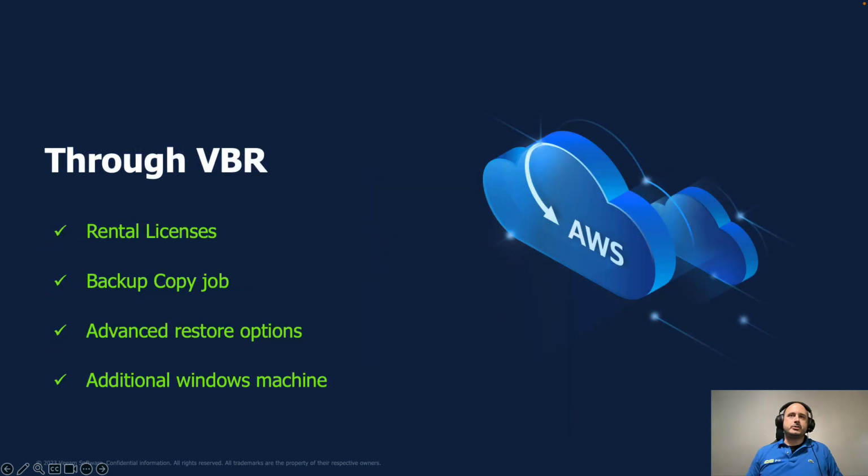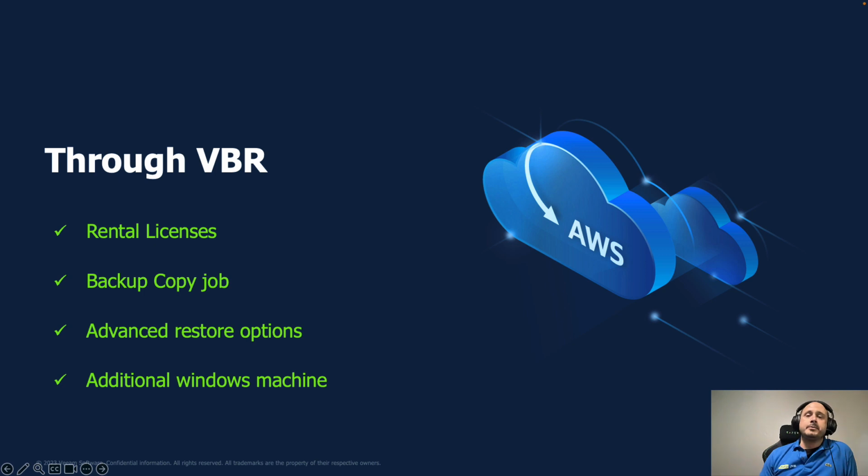And let's compare that to using a backup and replication server. Now, honestly, a backup and replication server typically is the best method. Even though today we're going to be talking about deploying it through the console, I'd be remiss if I didn't say that a backup and replication server, first of all, you can use your rental licenses. You can do a backup copy job to a different storage or different environment. You have all of the Veeam explorers like Active Directory, SQL.